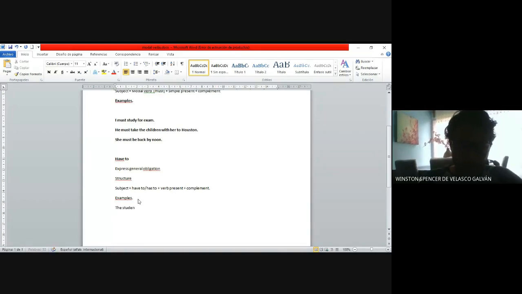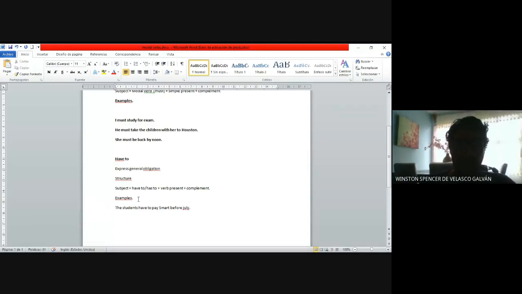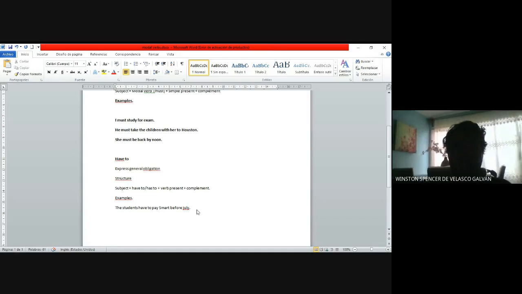students have to pay SMART before July. Yes? What am I expressing? I am expressing a general obligation. You have to do it, right? The students have to pay SMART before July. I think it's pretty obvious how to use the structure.